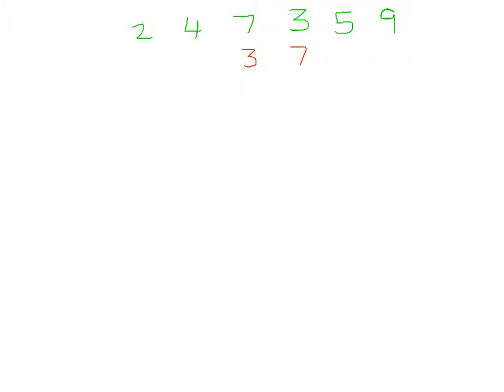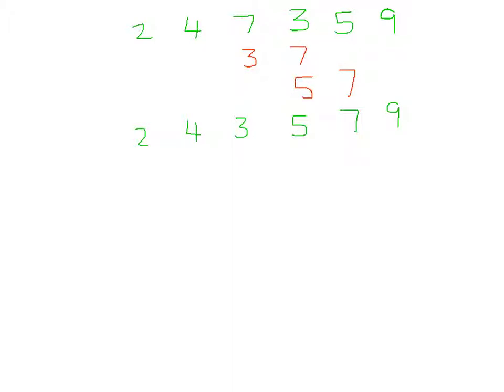On to the next pair, and we can see that we have 7 and 5, so the 5 and the 7 need to swap over. And then we get to our final pair, the 7 and 9, but we know that our 9 is already in the correct position, and 7 and 9 will not swap over. So we can see that after our second pass, our list has now once again changed and is 2, 4, 3, 5, 7, 9.